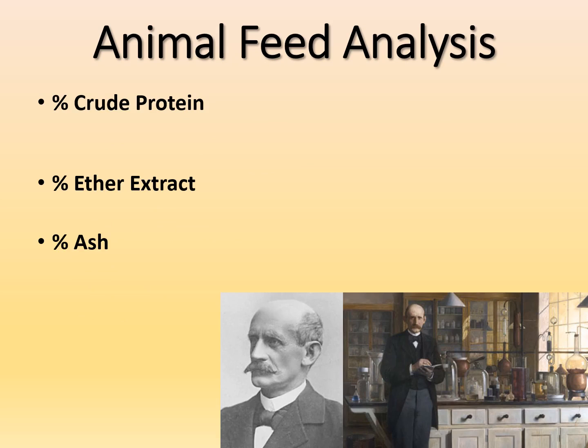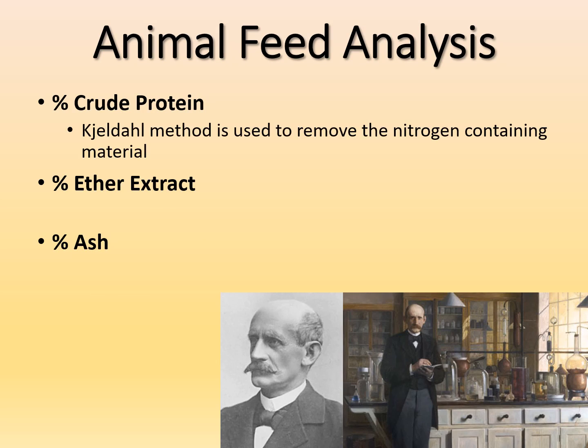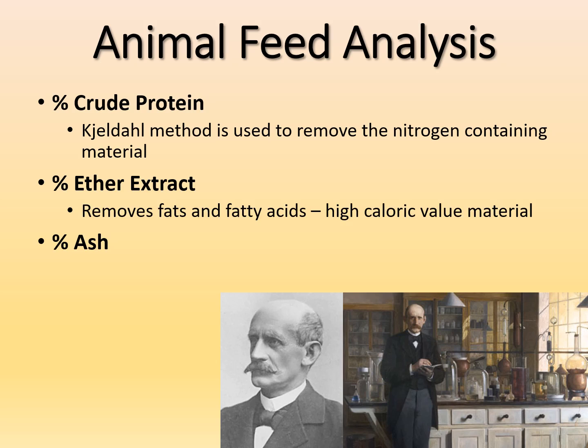So this just talks through a little bit about what we already discussed through this proximate analysis. So how do we get that percent crude protein? Essentially it's this Kjeldahl method of removing the nitrogen containing material, which is our protein. If you remove that material, that's going to be your percent of crude protein out of that feed. And then the same thing with the ether extract, right? It's the percent of fats.